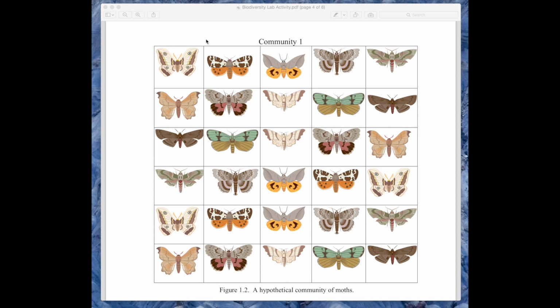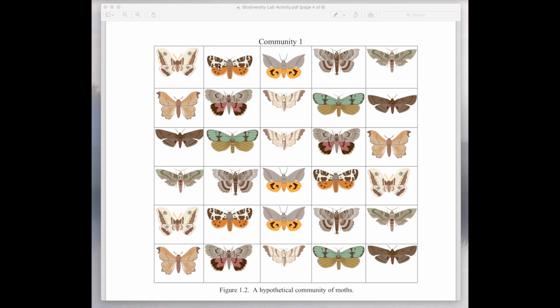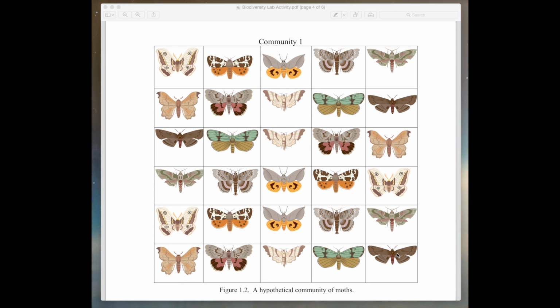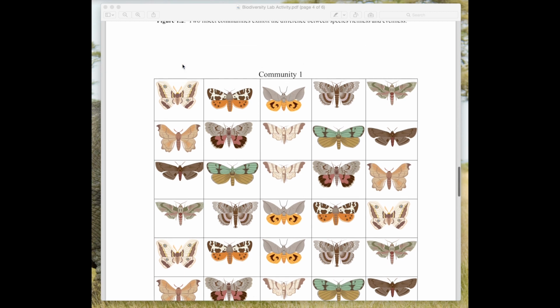And then we want to divide that by all the individuals of all species in the community. So we count the number of columns, 1, 2, 3, 4, 5, and the number of rows, 1, 2, 3, 4, 5, 6, and 5 times 6 equals 30. So we've got 3 individuals of species 1 that we divide by all the individuals in the community, 30.